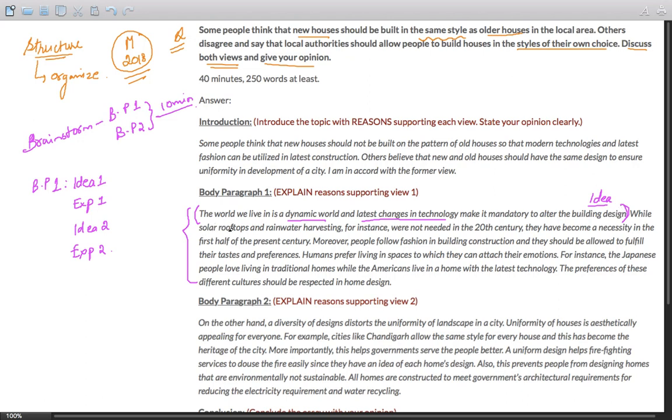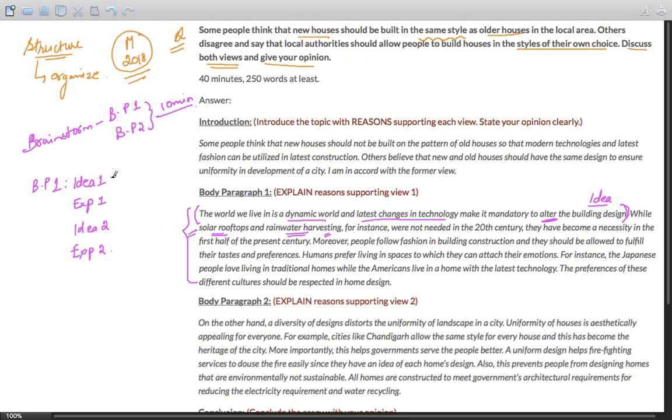So you need to include some ideas, some practical demonstrations, some new knowledge about buildings in answering this explanation. So you need to include solar rooftops and rainwater harvesting structures that were not needed in the 20th century. Those are necessary for the 21st century. So you need to change the design. This pretty much justifies that you need to alter the building design.